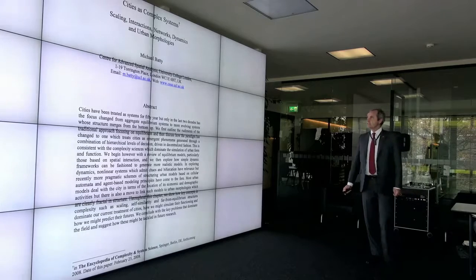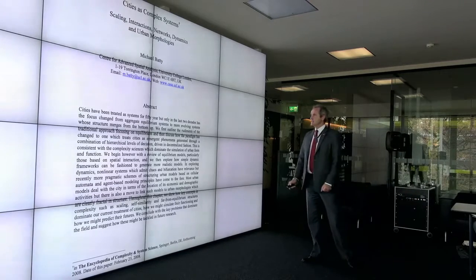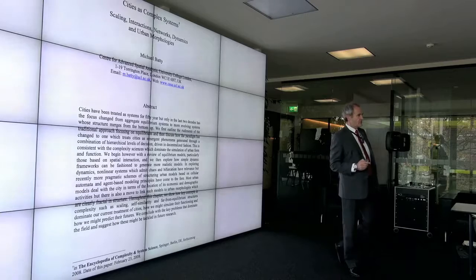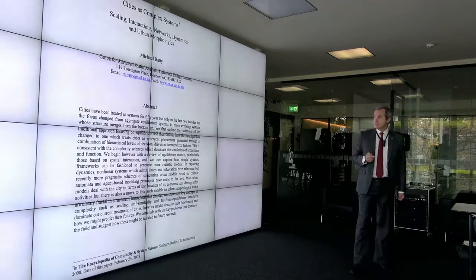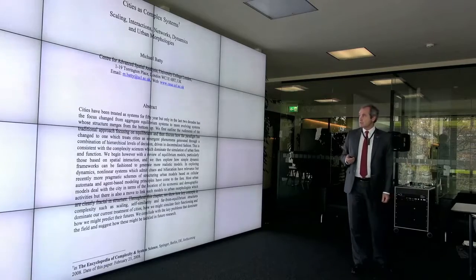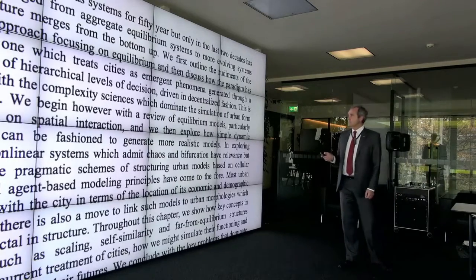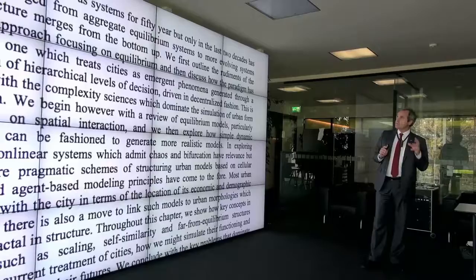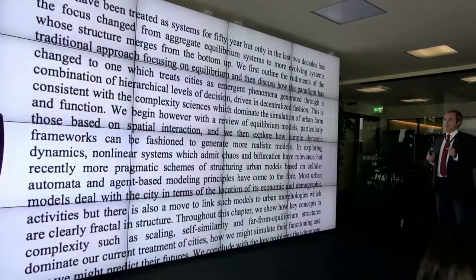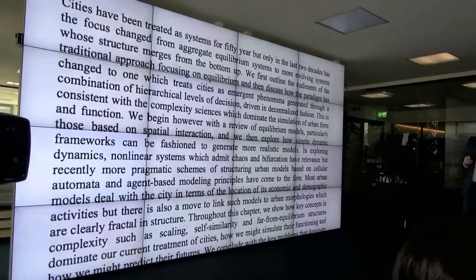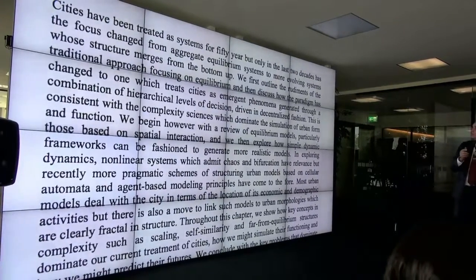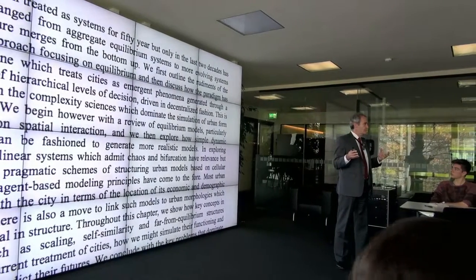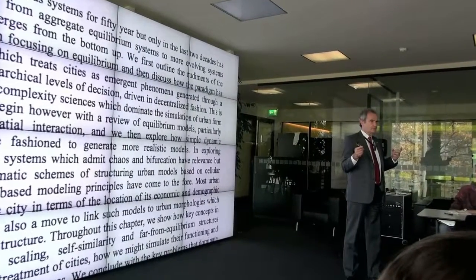The grandfather, if you want, of the cities as complex systems, who has written and talked about this a lot in recent decades, I must say, is Michael Batty. He's from University College London and the CASA Institute that I also already mentioned before, the Center for Advanced Spatial Analysis. And he says something quite important, reading: cities have been treated as systems for 50 years, but only in the last 2 decades, that is since the mid-90s, has the focus changed from aggregate equilibrium systems to more evolving systems. Do you know what equilibrium systems are and how they're employed in city simulation? Have you heard about this before?